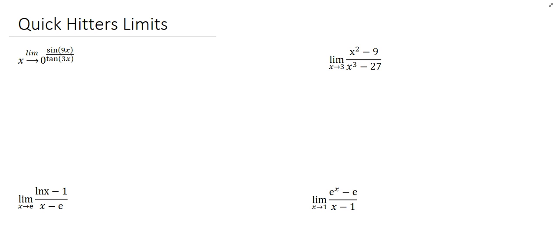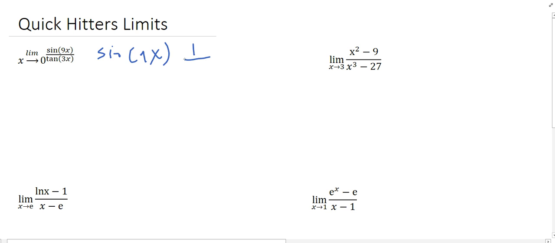So first thing you can always do with these trig identities is just rewrite them. So we're going to rewrite tangent as sine over cosine. So let's split this one up. So we have sine of 9x, and we'll call it 1 over sine of 3x over cosine of 3x. Okay, and this is all the limit as x approaches 0.